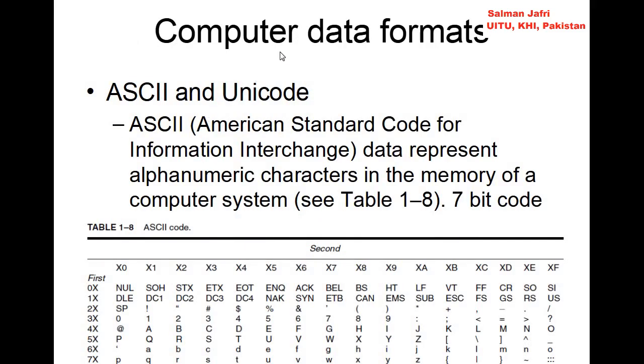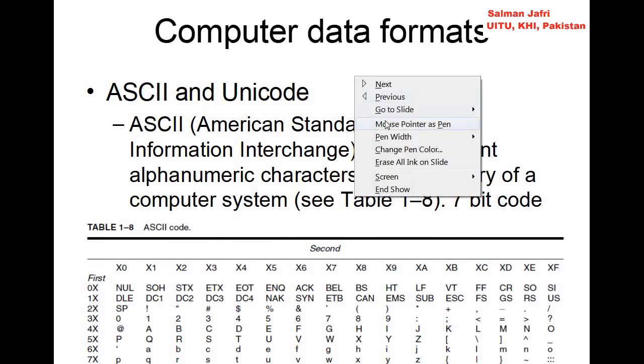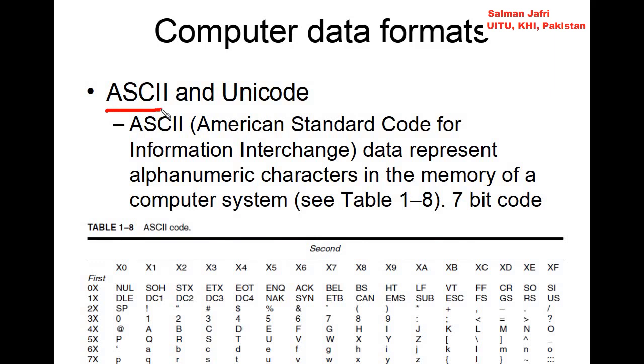Let's talk a little now about computer data formats. We can talk about the ASCII code, which is American Standard Code for Information Interchange, and we can also talk about Unicode. These are the two codes by which we can represent computer data.